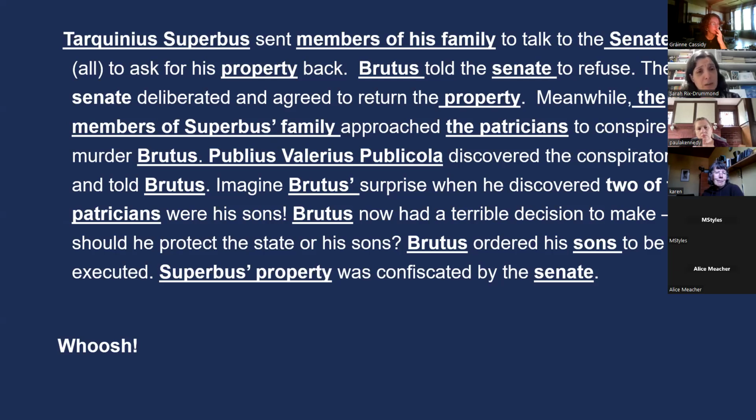So Brutus gets up, the Senate are all sitting down, and this is about the conspiracy of the patricians against Brutus, and Brutus ordering his sons to be executed. The idea is that they get to act that out, and then the confiscation of the property by the Senate. As soon as you say whoosh, everyone returns to their seats, it clears the circle, and then you can start again. I model it with this bit, and I deliberately picked it because it's after the rape of Lucretia, and you don't want to do a whoosh about the rape of Lucretia.